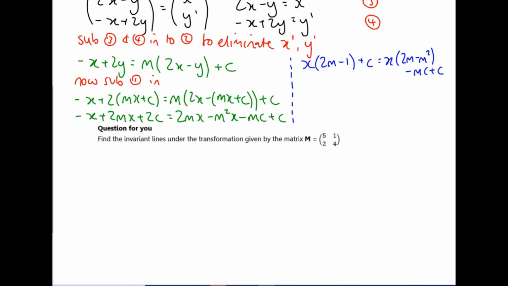Sorry, Joel, where's the c's gone? Because on the left-hand side it's 2c. I've just forgotten it. It's 2c there. Is it just that one I've lost? Yeah.